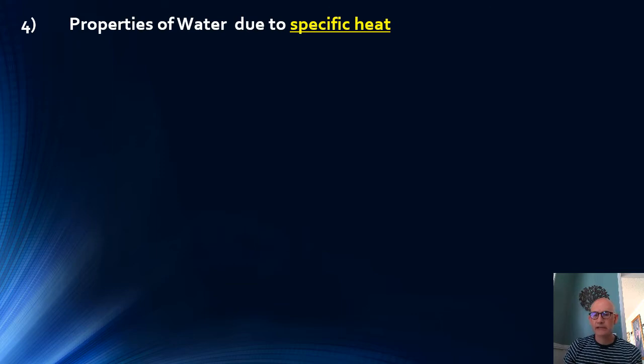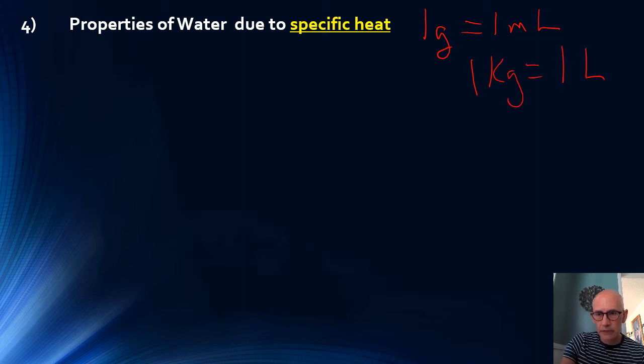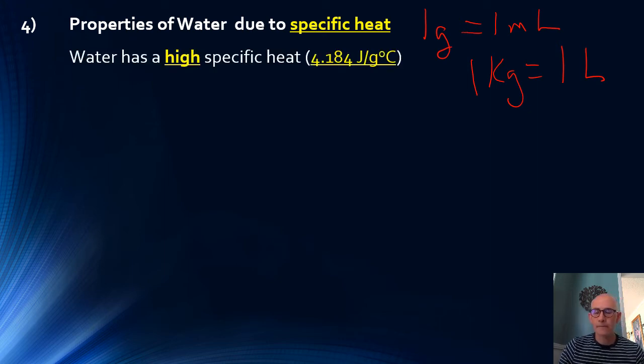Water also has the property of having a very high specific heat. Specific heat of a substance is how much energy it takes to change 1 gram of that substance 1 degree Celsius. Keeping in mind that 1 gram of water is 1 milliliter, and that 1 kilogram of water is equal to 1 liter of water. Now, the specific heat of water has a value of 4.184 joules for every gram degrees Celsius.